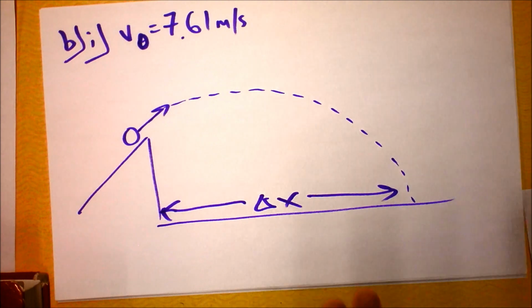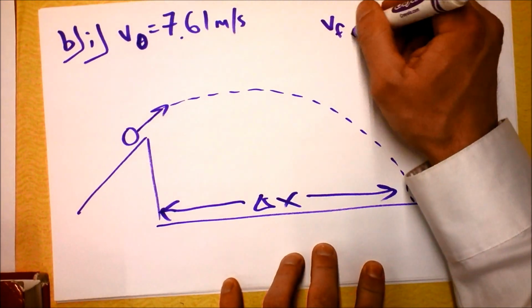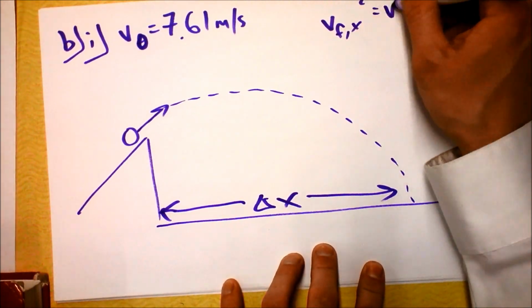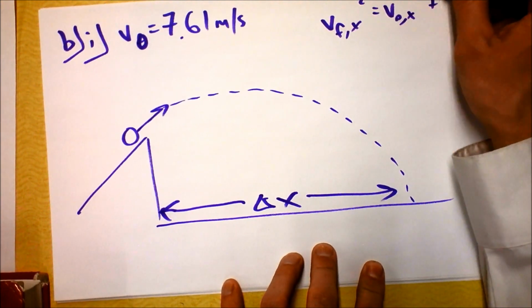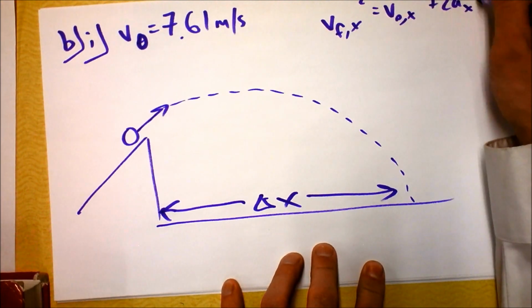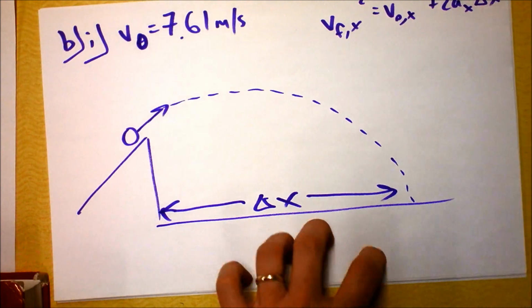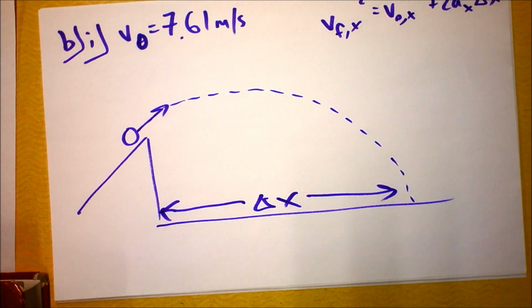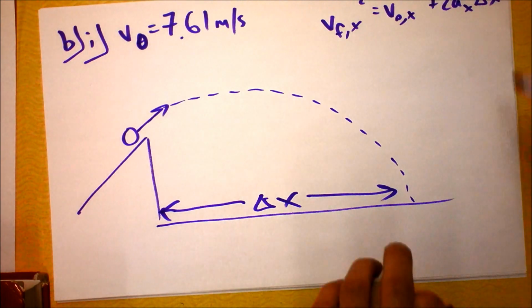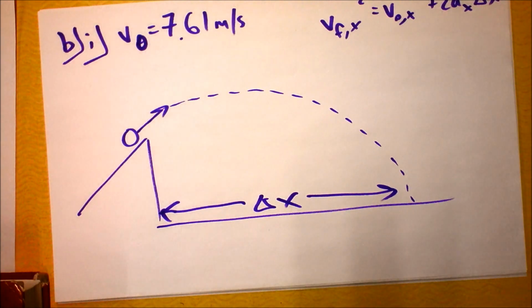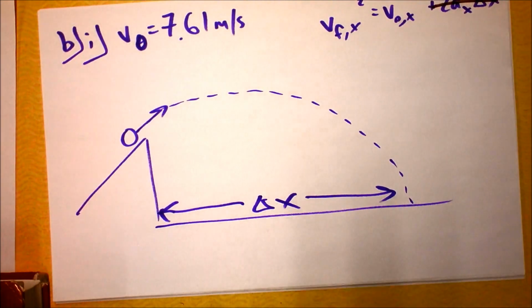The third kinematics equation says the final velocity in the x direction squared is the initial velocity in the x direction squared plus 2 times the acceleration in the x direction times delta x. What's the acceleration in the x direction? 0. Good work. So this term will go away, and we will find that the square of the x velocity beforehand is the square of the x velocity afterwards, but everybody knows that.